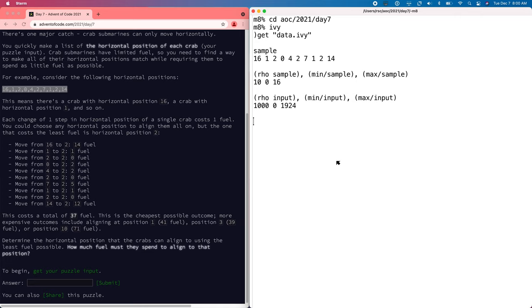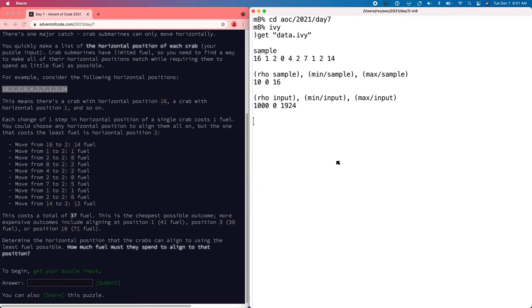Let's solve the Advent of Code 2021 Day 7 puzzle using Ivy. In this puzzle, we need to coordinate some crabs and submarines that all need to meet up at a single position along a horizontal axis. And we need to find the position that uses the least total fuel, which is equal to the distance traveled.